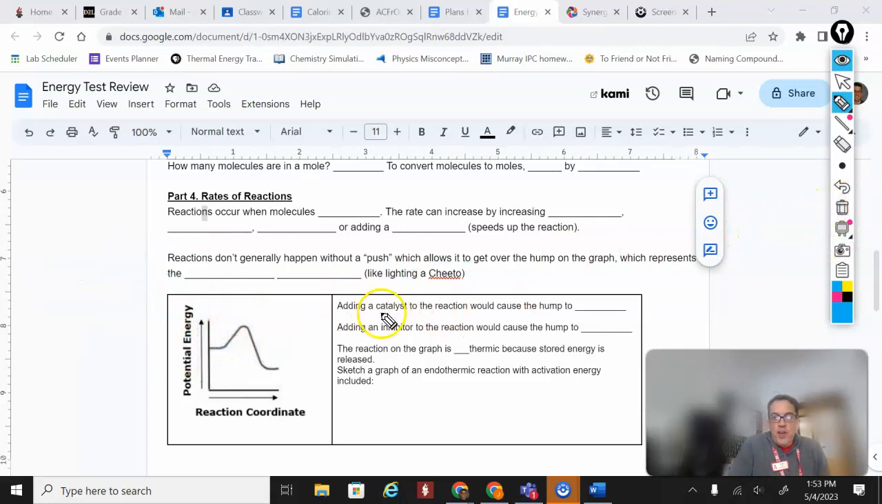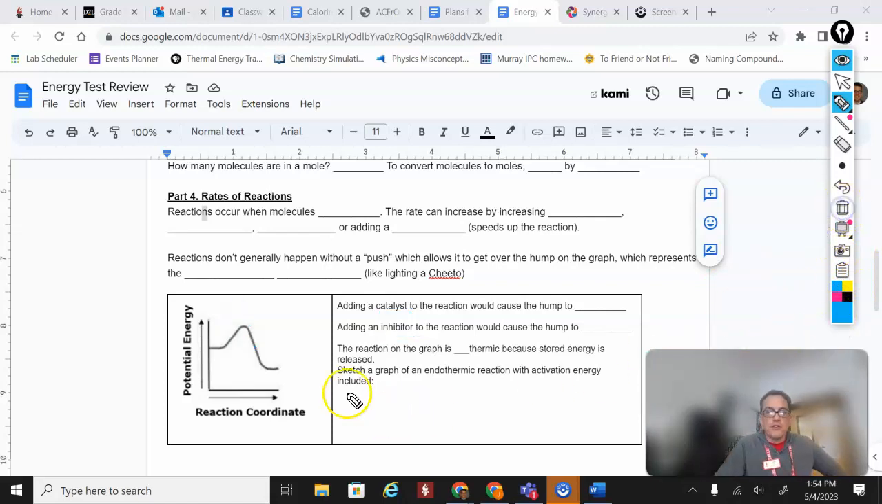We need to give it a little push to get it going. So if we added a catalyst to our reaction, generally that's going to cause the hump to go down a little bit because it's going to reduce the activation energy, making it a little bit easier to happen. An inhibitor, on the other hand, is going to raise the activation energy, making it a little bit harder for anything to happen. And on this graph, if we wanted to decide if it's exothermic or endothermic, remember exo means out, endo means in. So we're just asking, is there heat going out? Is there heat going in?